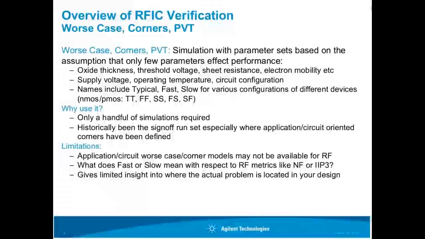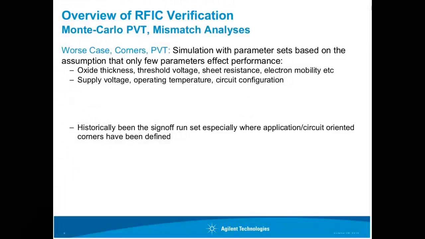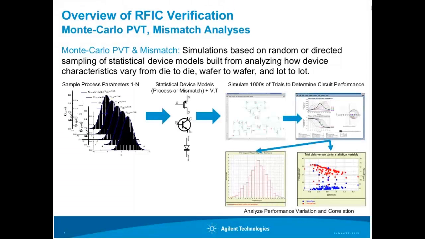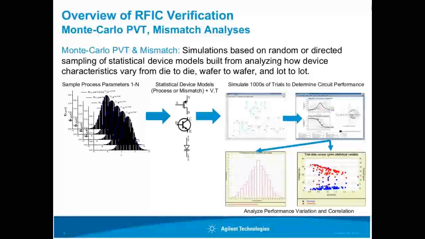So that takes care of worst-case corners in PVT. And next I'm going to talk about the Monte Carlo-based approaches. These are approaches based on random or directed sampling of the statistical device models, built from analyzing how the device characteristics vary from die to die, wafer to wafer, and lot to lot. And I've provided a little example here, if you've not used this technique before, to give you the feeling of exactly what happens.